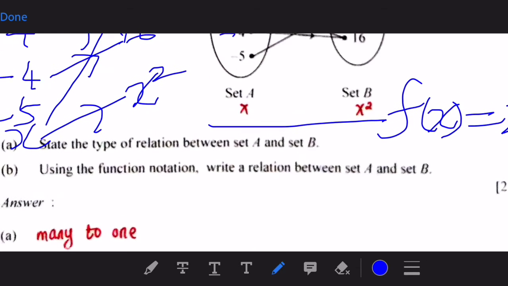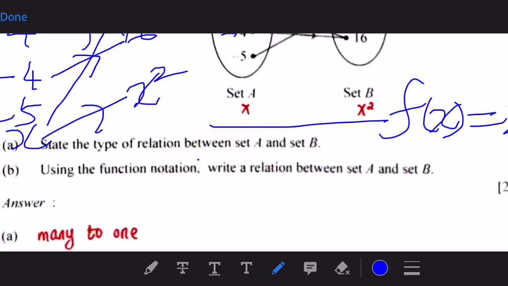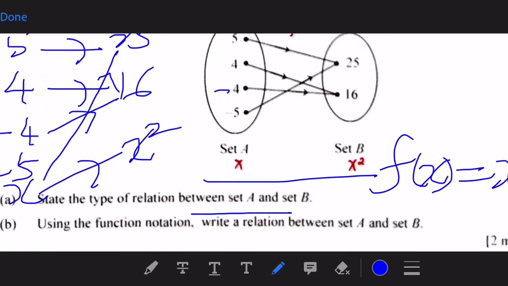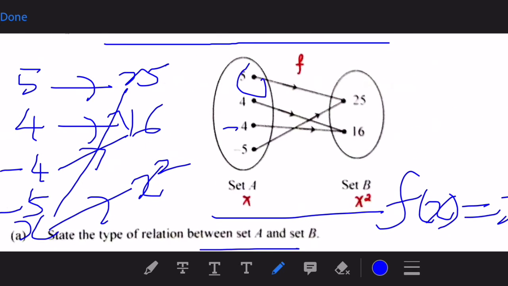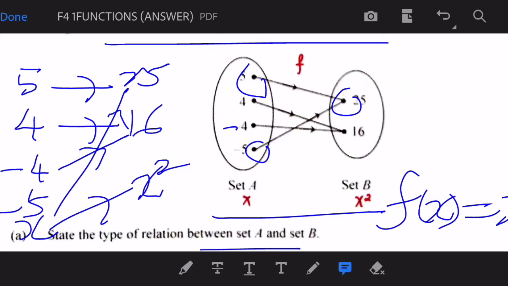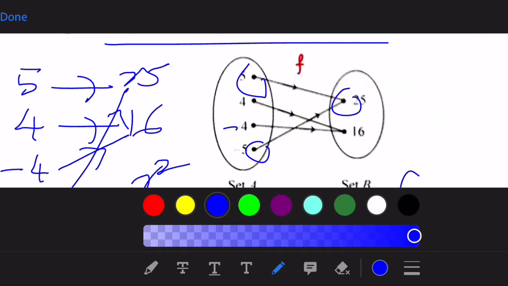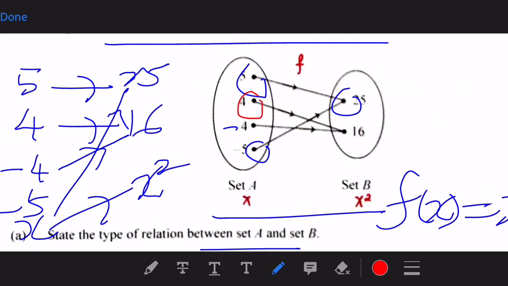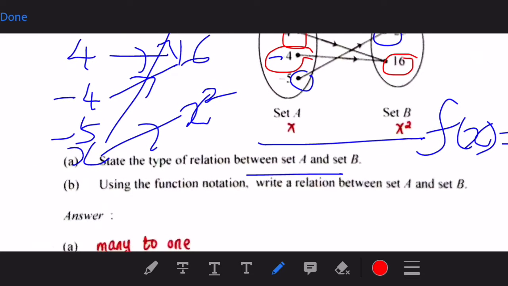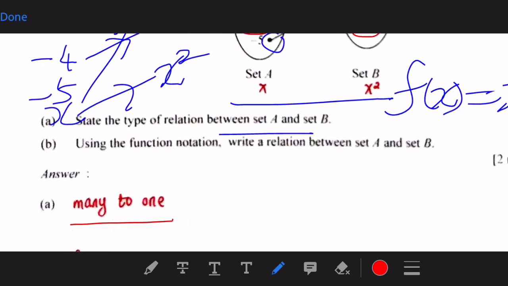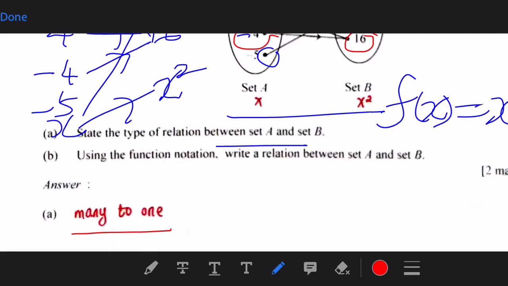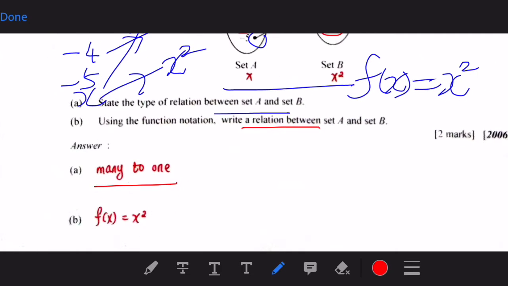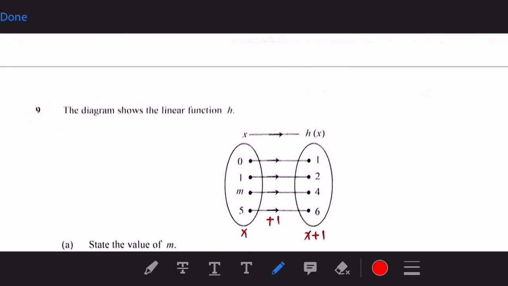Okay, so state the type of relation between A and B. It seems like two objects go to one image, right? And if you study another one, you will see 4 and -4 will go to 16. Two objects go to one image, so it's a many-to-one. Using the function notation, write a relation between set A and set B. This one was discussed just now.